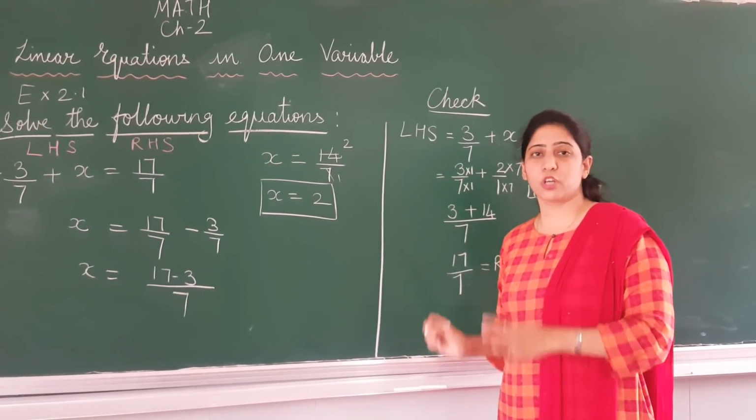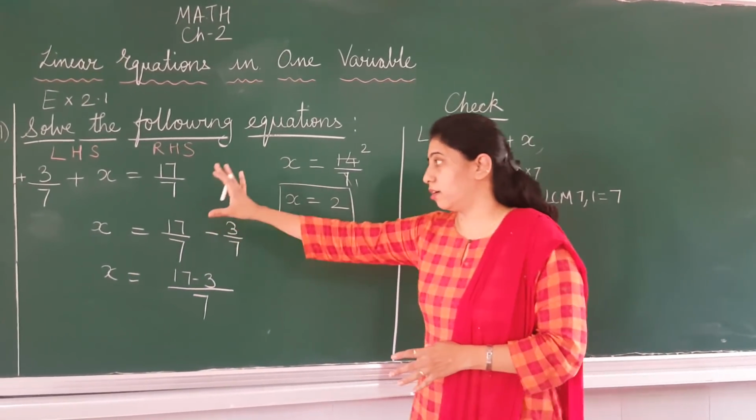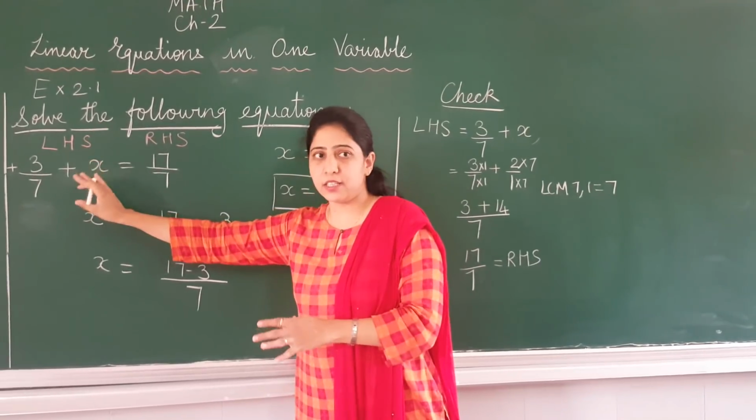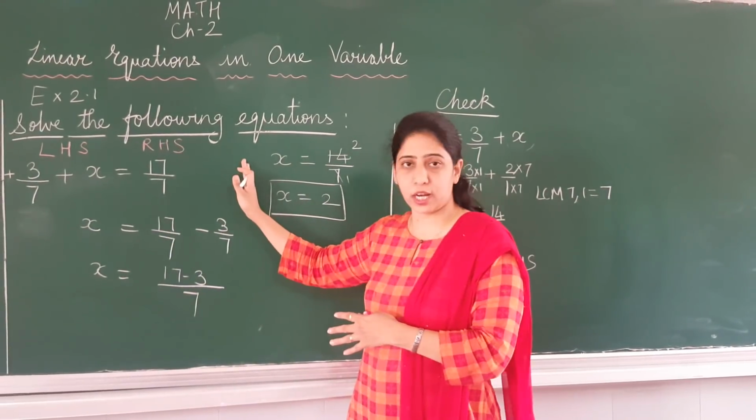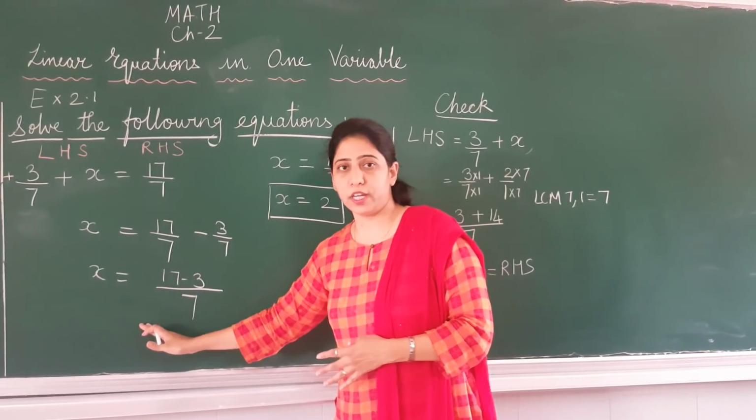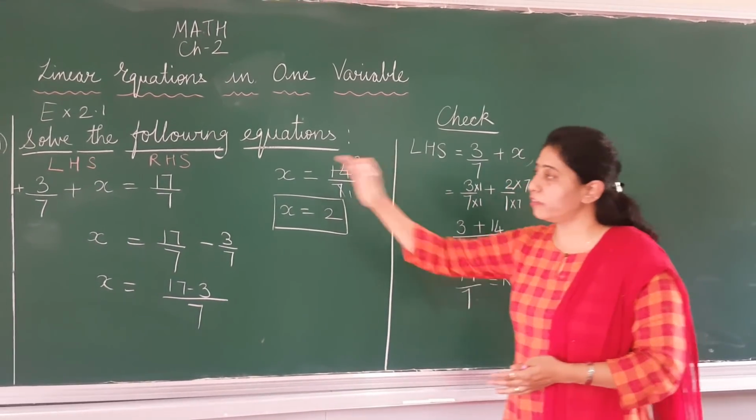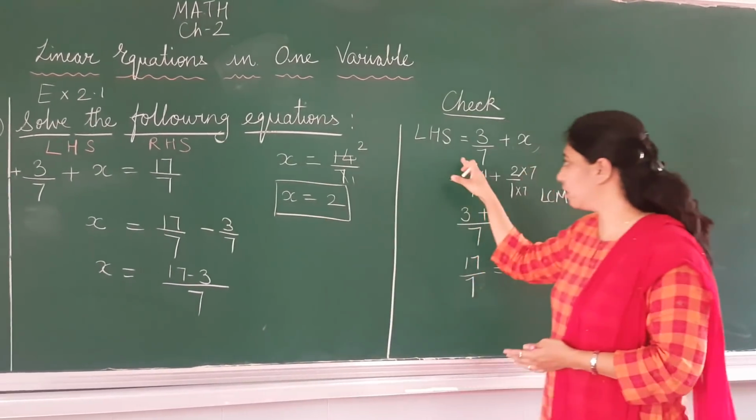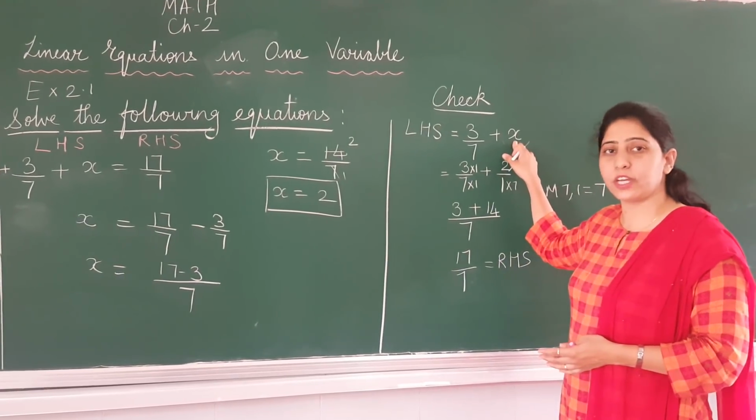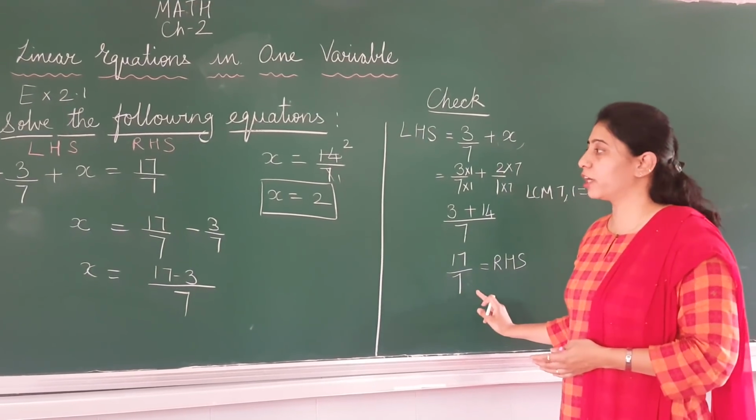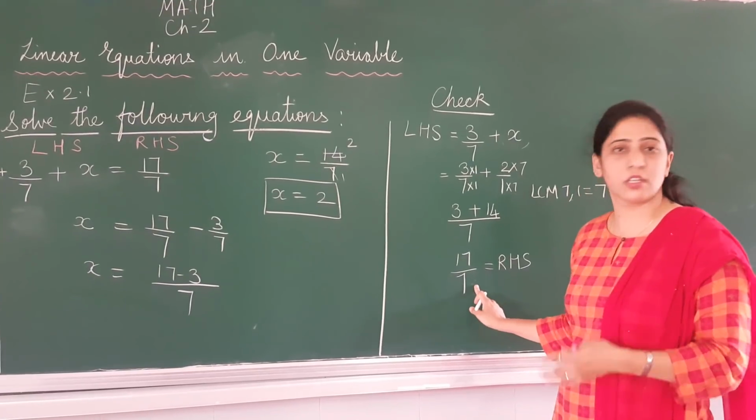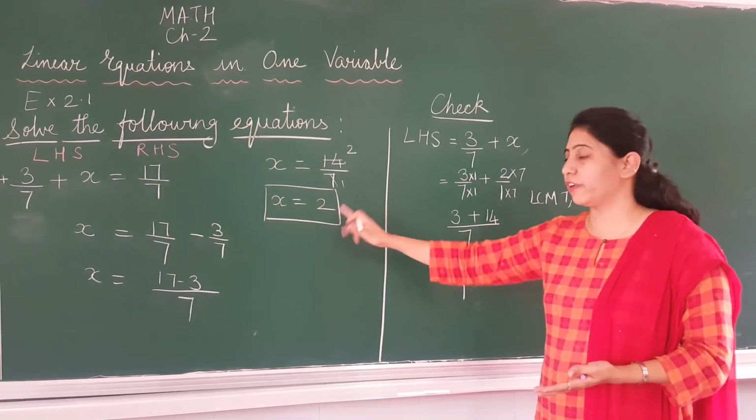So, understood how to solve this sum? Wherever the variable is, you keep it as it is, and the rest of the things you shift to the right hand side and solve for the value of x. And to check, you take the side where the variable is, substitute the value of x, and find the answer. If you get the same answer as your RHS, your sum is right. The value of x is right.